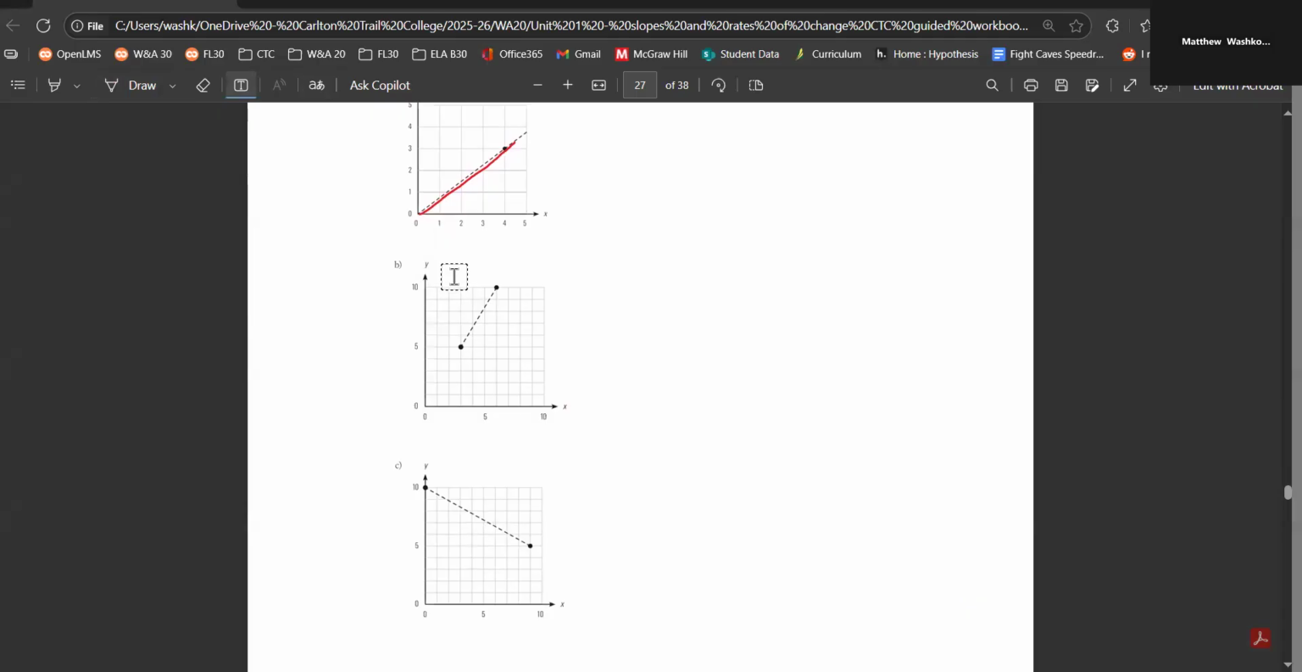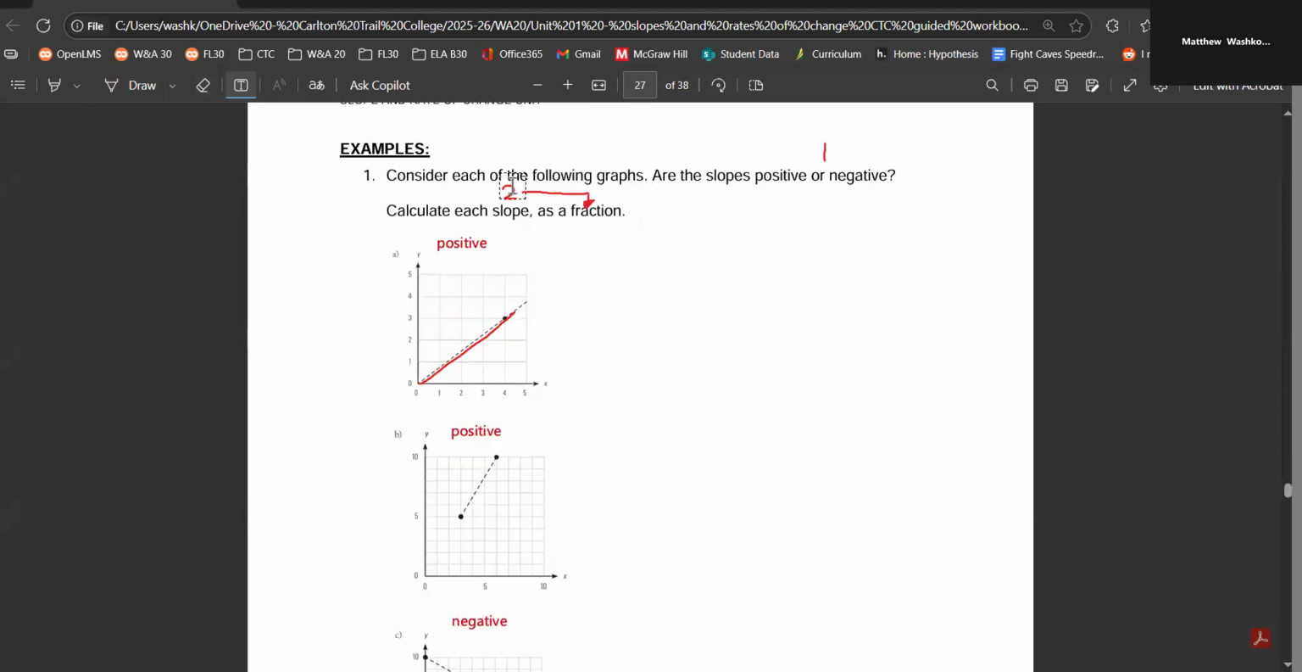Question B, is this one going up or down? As I read from left to right, it goes up. It's positive. As I read this line, C, from left to right, it goes down. It's negative.